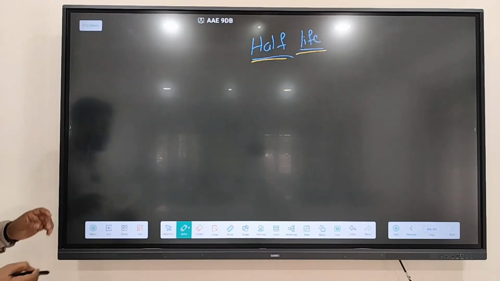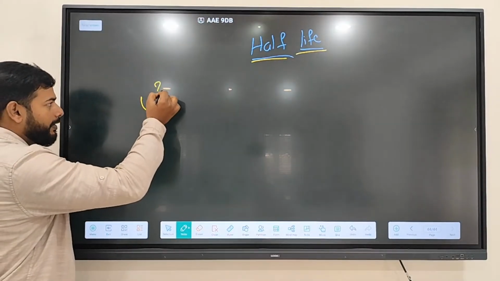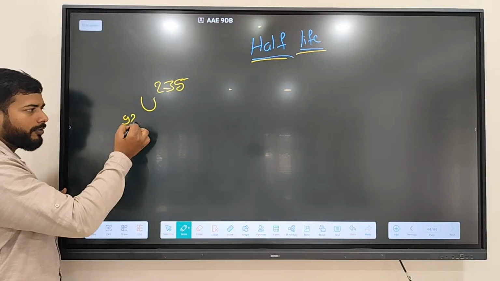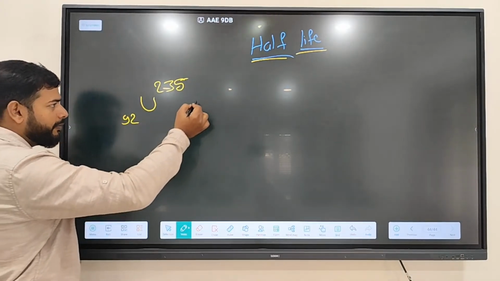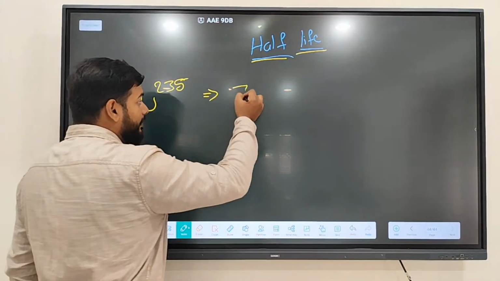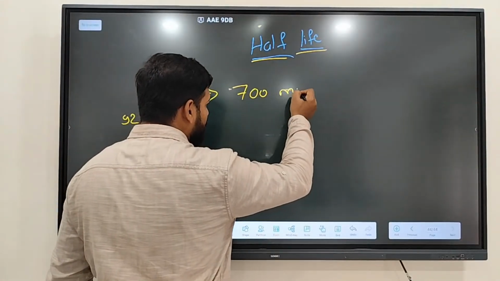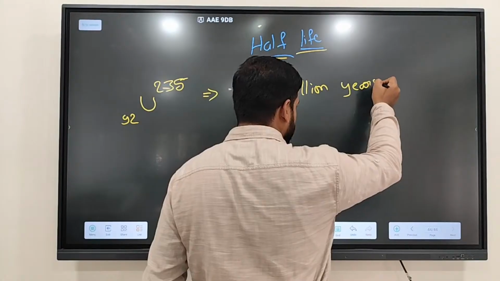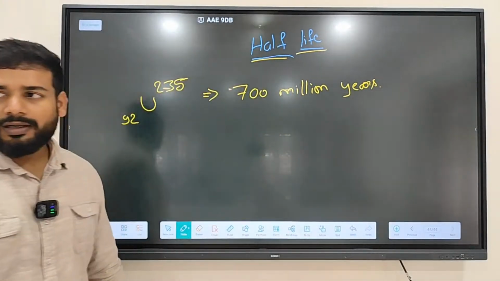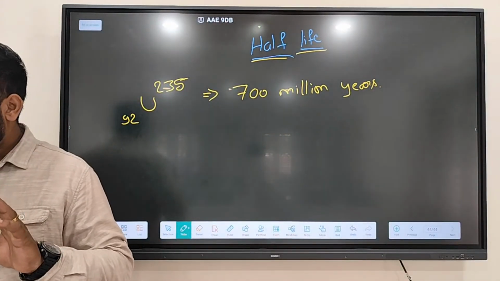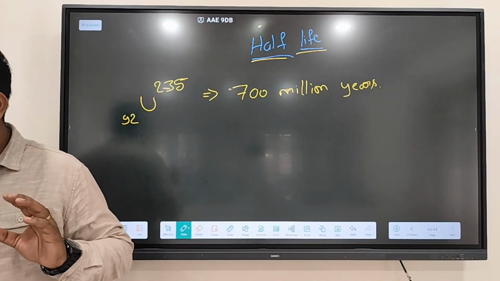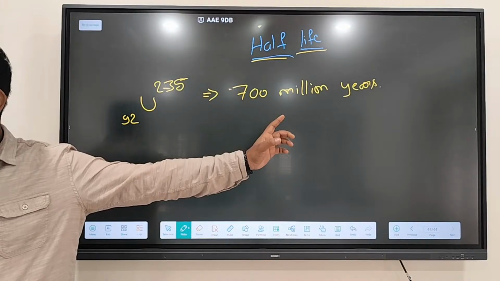For example, the half-life of uranium 235. 235 is the mass number, 92 the atomic number. The half-life of uranium 235 is 700 million years. It takes 700 million years. That means for 10 grams of uranium to reduce to 5 grams, it takes 700 million years.